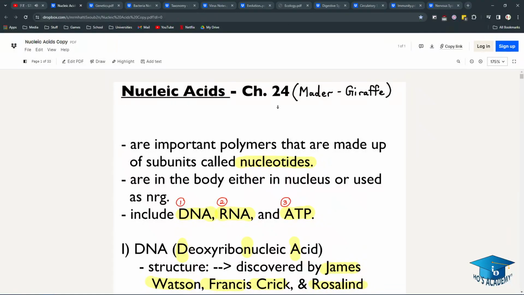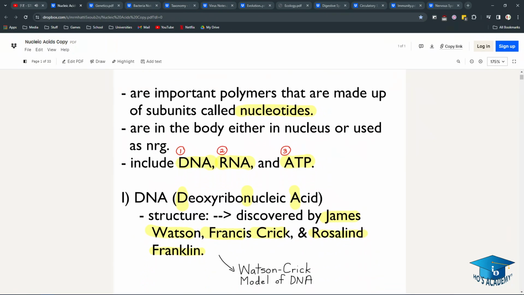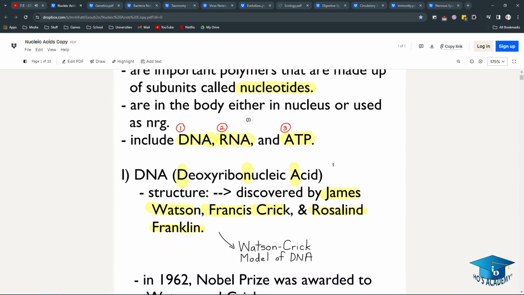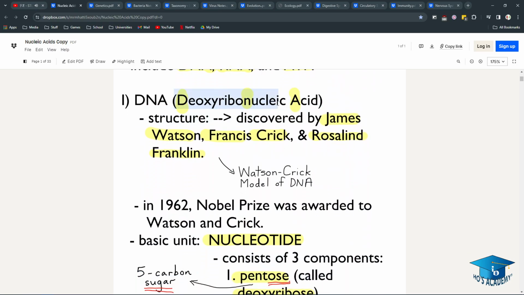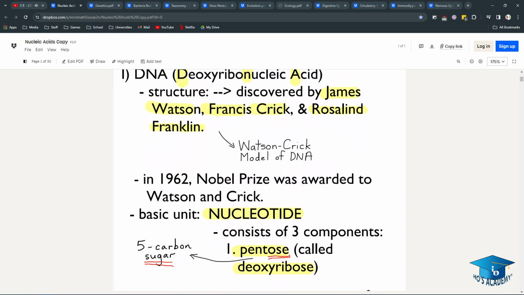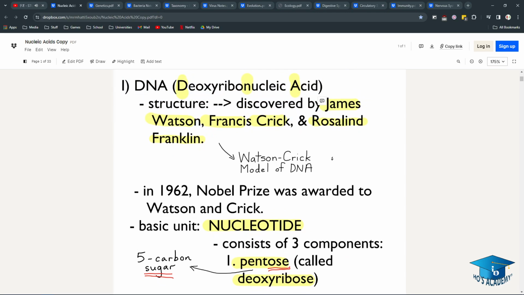Next up we've got nucleic acids, important polymers that are made up of subunits called nucleotides, and they include DNA, RNA, and ATP. There's also dNTPs, ADP, AMP. But for now, DNA, or deoxyribonucleic acid, you better know that by now, was discovered by James Watson, Francis Crick, and Rosalind Franklin, the real one. But sadly, it was named the Watson-Crick model of DNA, despite Rosalind Franklin's work being stolen, pretty much.